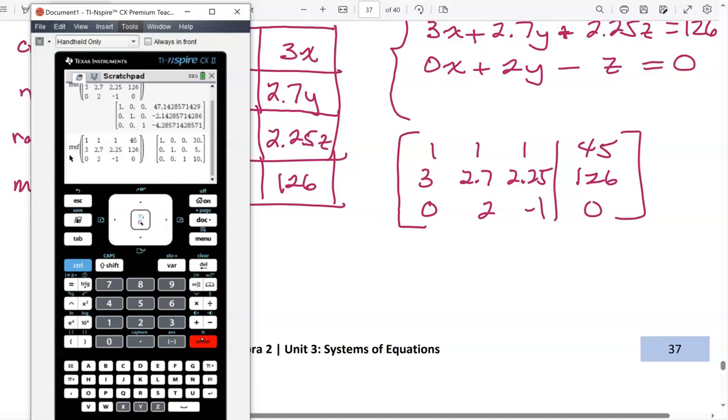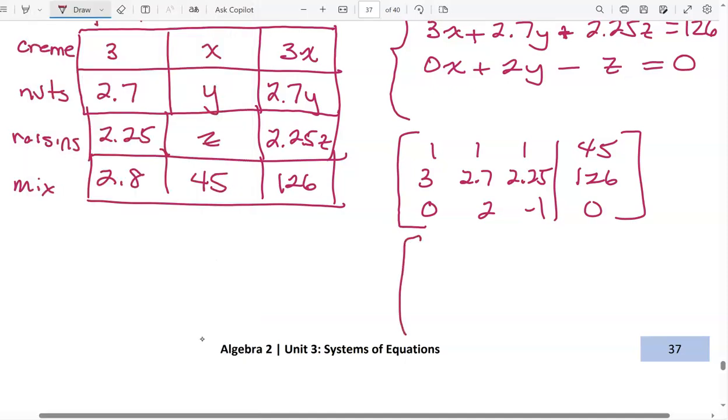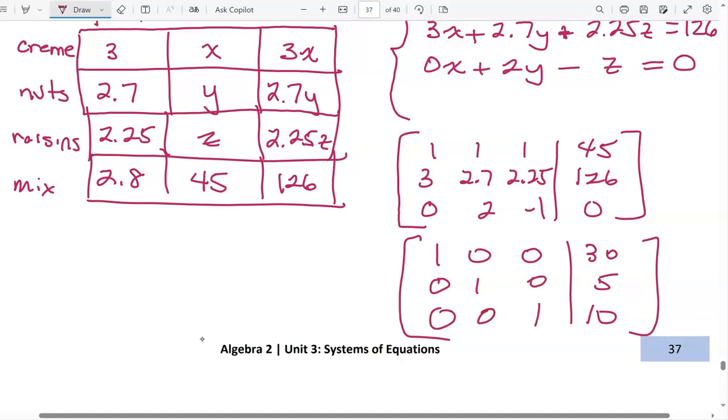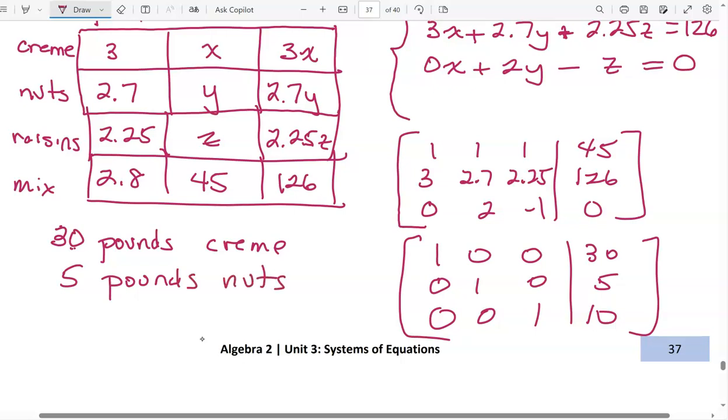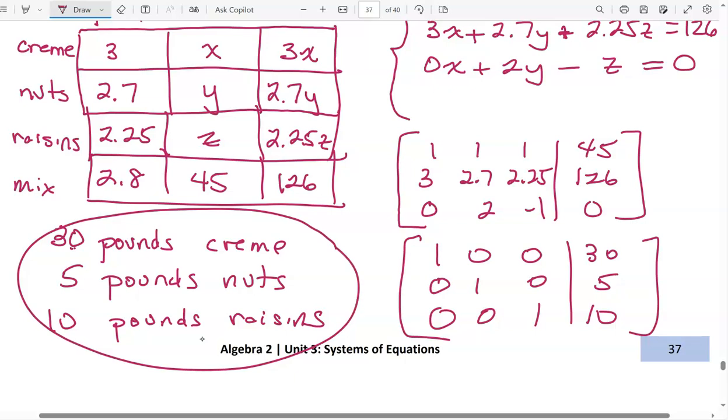We get 30, 5, and 10. And 30 is the number of pounds of cream filled, and 5 is the number of pounds of the nuts, and 10 is the number of pounds of the raisins. And there's the answer to that question.